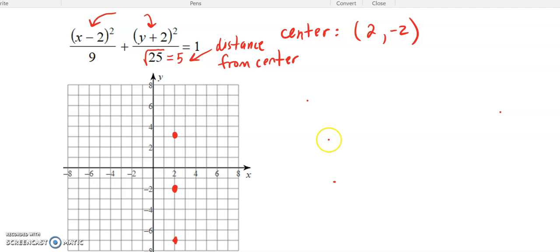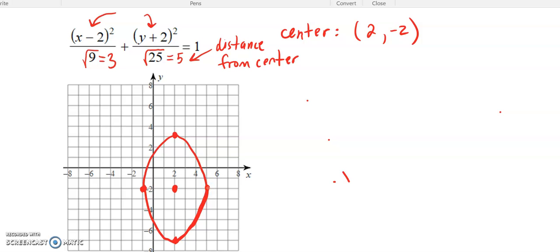And then similarly, if you take the square root of 9, you get 3. That's also the distance from the center in the x direction. So I'm going to go 1, 2, 3, 1, 2, 3. And you can rather accurately sketch your ellipse like that.